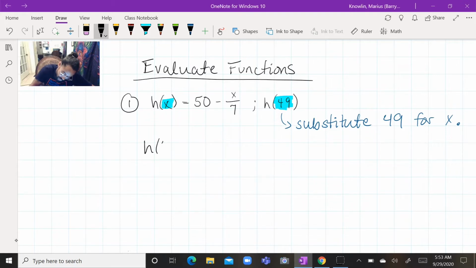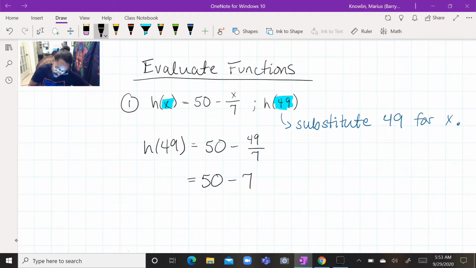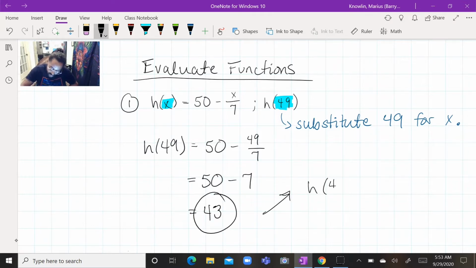H of 49 equals 50 minus 49 divided by 7. And then you just evaluate. Use your order of operations. So we're going to do 49 divided by 7, which is 7. So that makes 50 minus 7. And 50 minus 7 is 43. So, one way you might see the answer is just 43. Another way you can see the answer written is h of 49 equals 43.